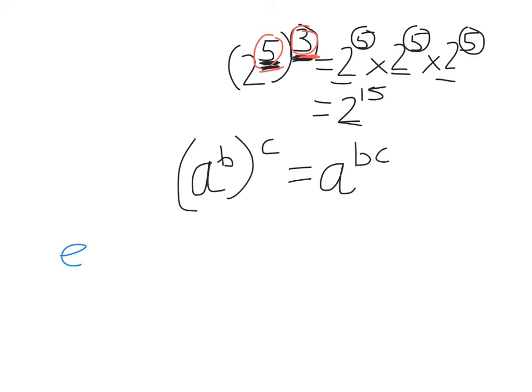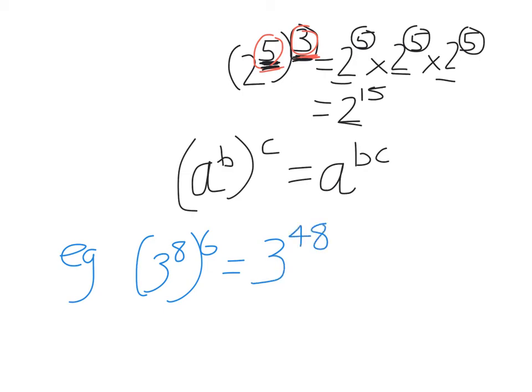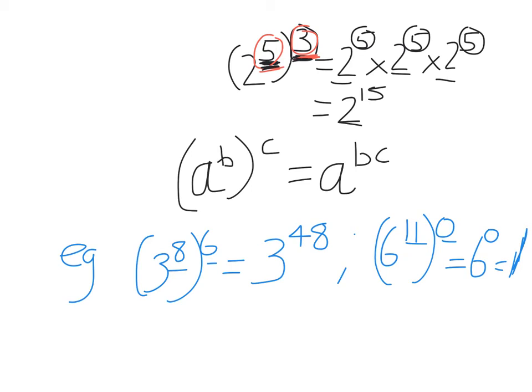So let's look at a few examples. Let's have 3 to the power of 8, and I raise that to the power of 6. So that would be 3 to the power of 8 times 6, which is 48. Okay? Note, I'm not adding the powers here. So let's say I have 6 to the power of 11 to the power of 0. So keep the same base, and I multiply the two powers together. So 11 times 0 is just 0. So this would actually be 1.